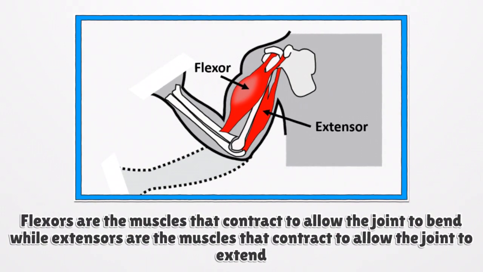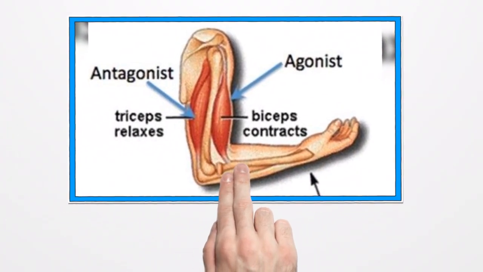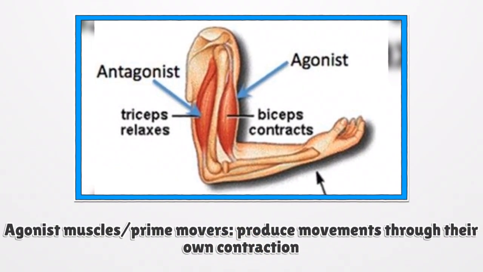In the figure shown on the screen, the biceps acts as a flexor muscle because when it contracts, the arm is bent at the elbow joint, while the triceps is described as an extensor muscle because when it contracts, the arm straightens. The third term that we are explaining today is agonist or prime mover.